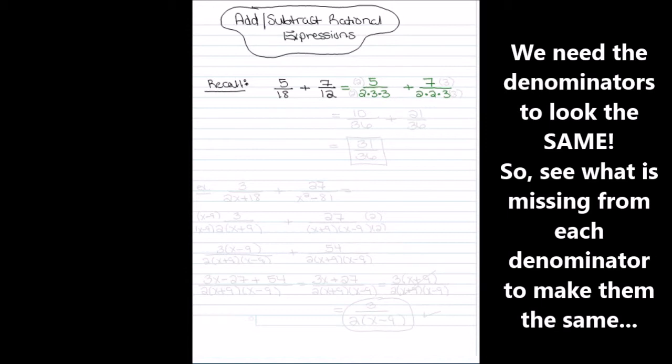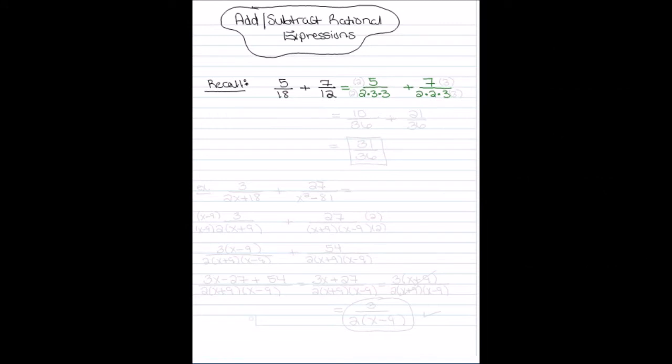So what I'm going to do is fill in the gaps on what's missing from each denominator. If you look at the first denominator, you have 2 times 3 times 3. And on the other side, I have 2 times 2 times 3. So for the first denominator, I'm missing a 2. So I'm going to multiply the top and the bottom by 2. On the second fraction, I'm missing another 3. So I'm going to multiply the bottom by 3 and the top by 3.